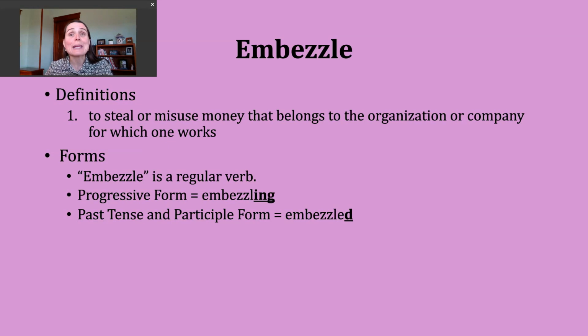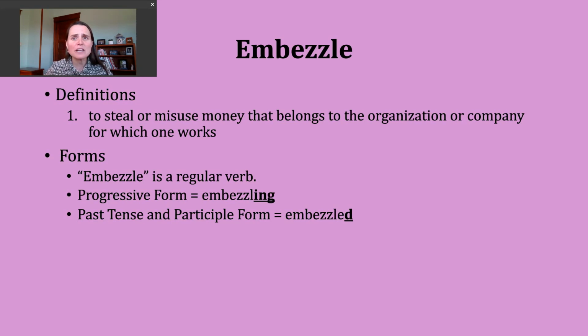You should know that embezzle is a regular verb. To make the progressive form of this verb, you're going to drop the E and add ing to form embezzling. The past tense and participle forms of this verb can be made by just adding D, since this verb already ends in an E. Now, the base verb, embezzle, ends in an L sound.